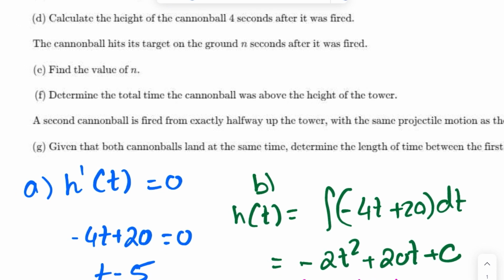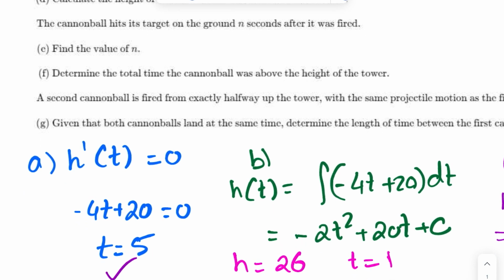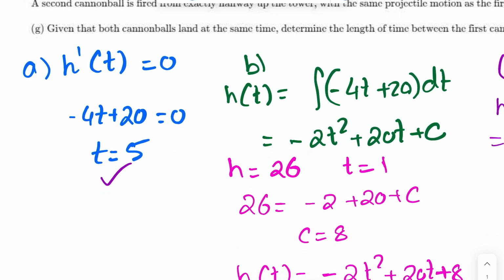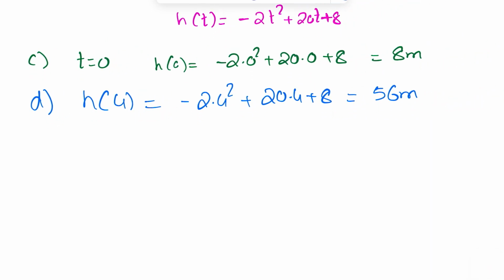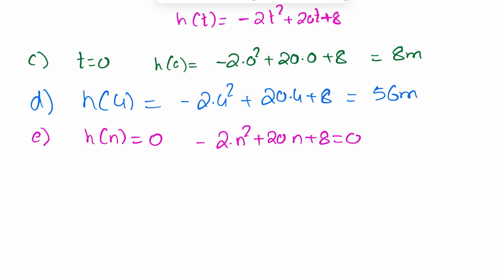Part E. The cannonball hits the target on the ground n seconds after it was fired. Find the value of n. So it is hitting the ground. What does that mean? The height is going to be 0. So h of n should be equal to 0. So negative 2 times n square plus 20n plus 8 should be equal to 0. You can use the graphing display calculator to solve this quadratic and find the roots. You should get n approximately equal to 10.4 seconds.